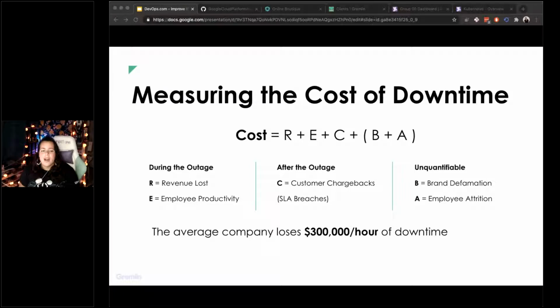And then we also have some things that are really, really hard to quantify that we consider unquantifiable. And that is the brand deformation, the amount of news, social media, anything that can actually hurt your company's name, your logo, because customers couldn't purchase their favorite shoes, they couldn't buy an airline ticket, they couldn't punch in their PTO or anything like that. And with all of that, not only are you losing customers, you're also losing talent.